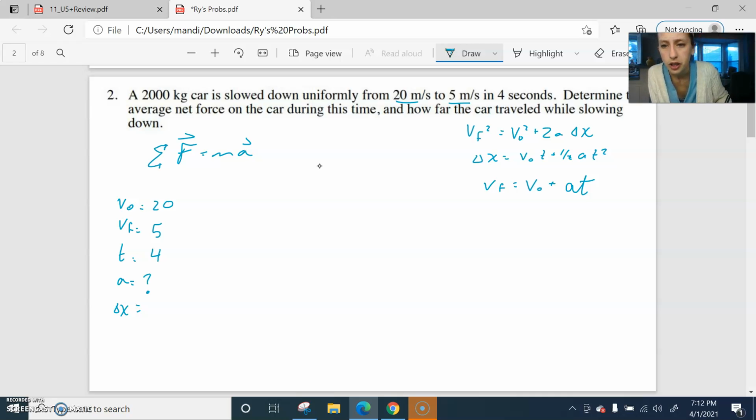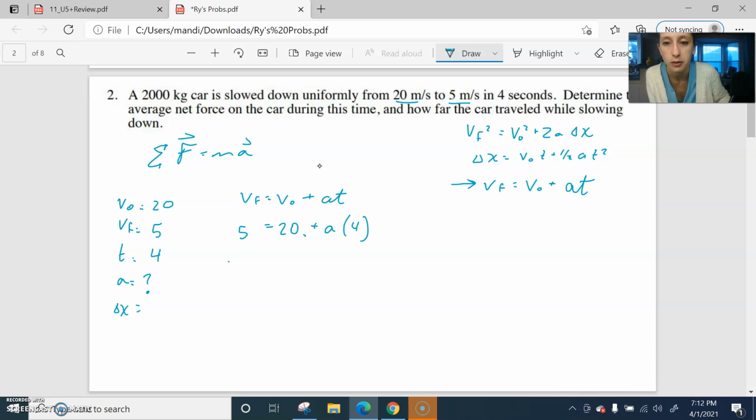So we're looking for an equation that has V naught, VF, T, and A. We don't need one with delta X. We don't have delta X. We're not looking for delta X. We need the one that doesn't have delta X. So I think we need to use this one. So I'm going to say VF equals V naught plus AT. So the final is 5. The original is 20. We're solving for acceleration, and it took 4 seconds.